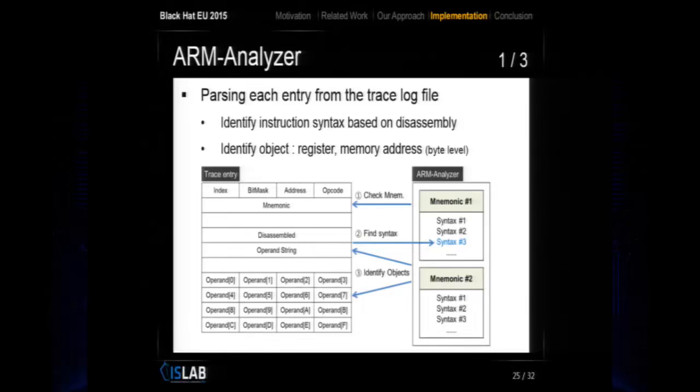It identifies instruction syntax based on the disassembly. For disassembling, we make use of Capstone, which is a lightweight disassembly framework. And ARM Analyzer identifies objects in operands like register and memory address.